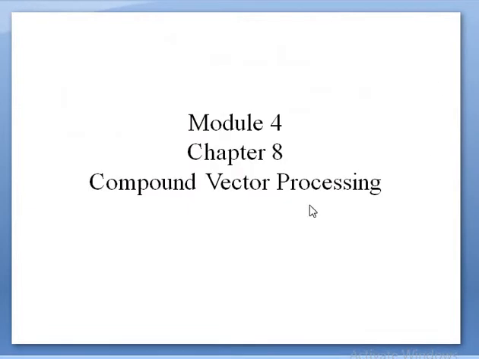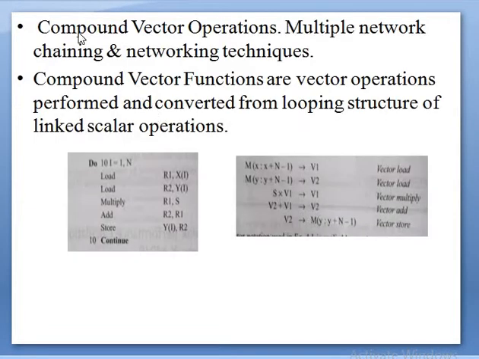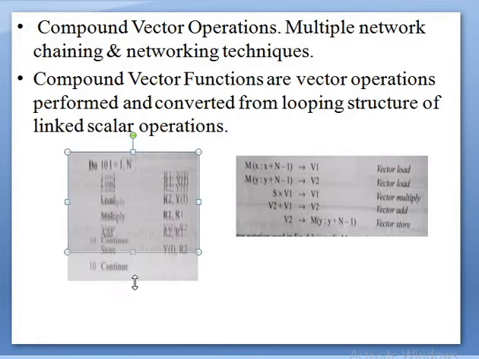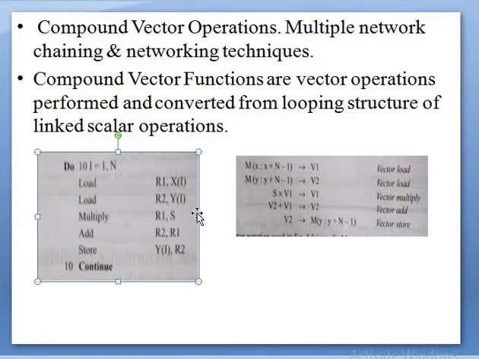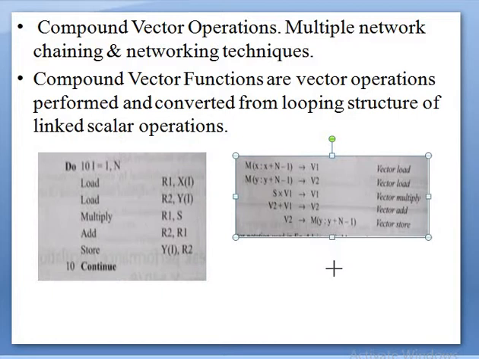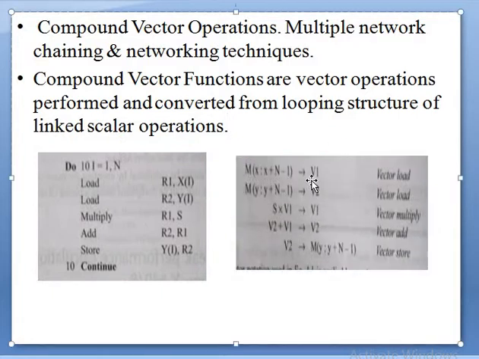Let's continue now with compound vector processing. So what do you mean by compound vector operations? Multiple network chaining means one after another, and the execution takes place with the help of networking. If we perform vector operations through a network, it becomes a compound vector operation. We have one program here, and we will see how it executes in scalar and how it is converted into a vector program, and based on that we will analyze how it really works.